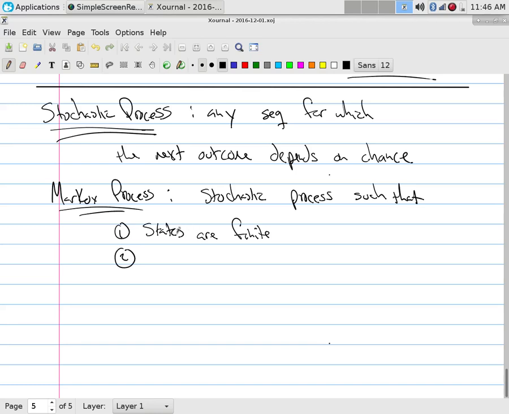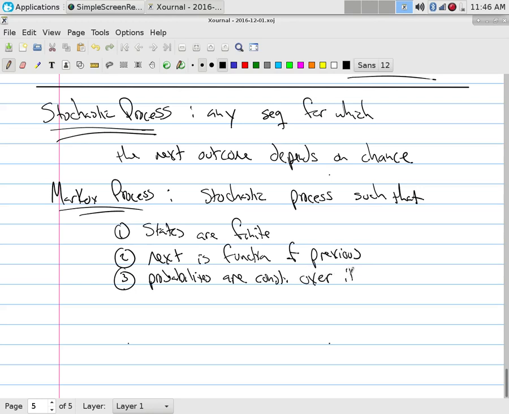Two, next is a function of previous. In other words, it doesn't simply become next. The previous feeds into the system and it tells you what becomes next. And the third, the probabilities are constant over iterations. You find next, there's a probability of your chances occurring. Say it's 75% stay, 25% go. It's that way year after year after year. That never changes. And so that's a Markov process.